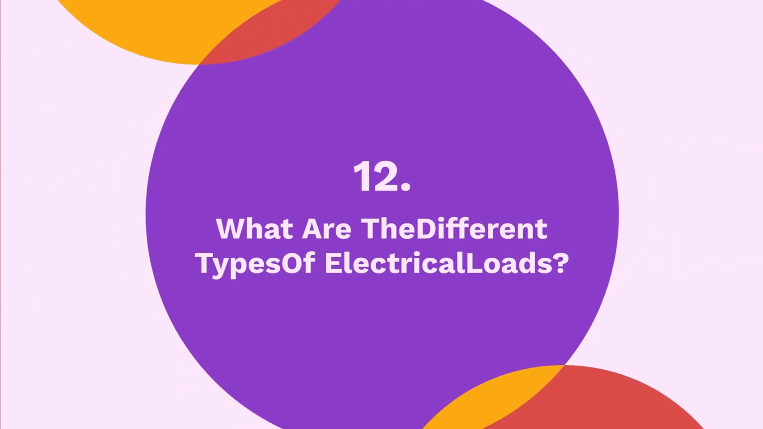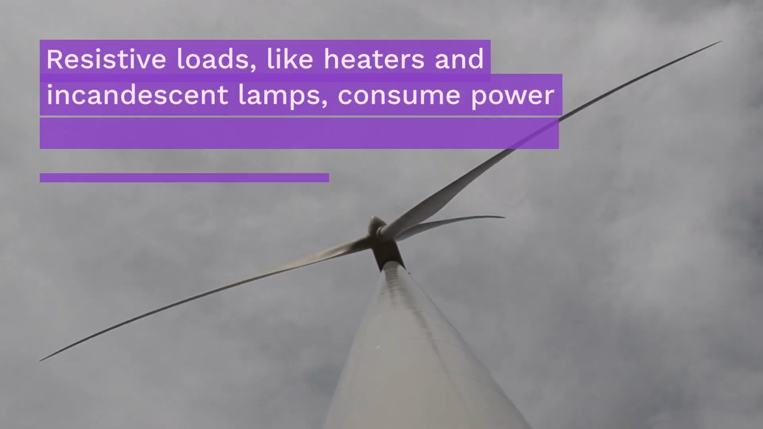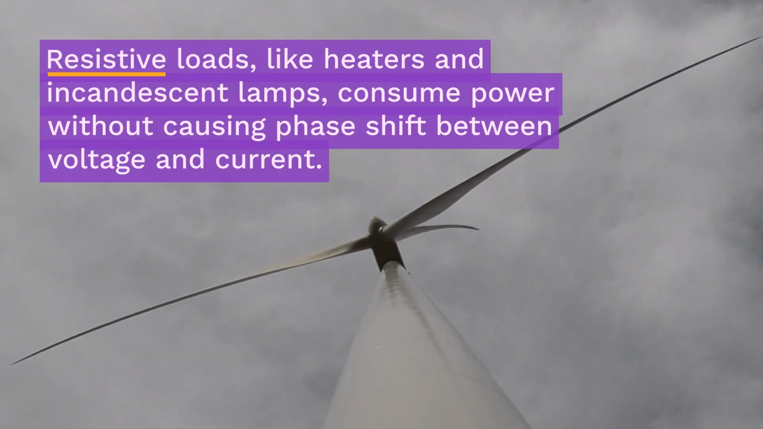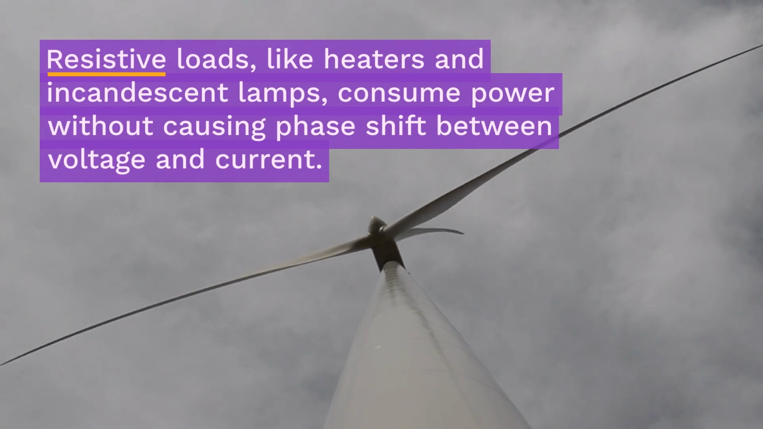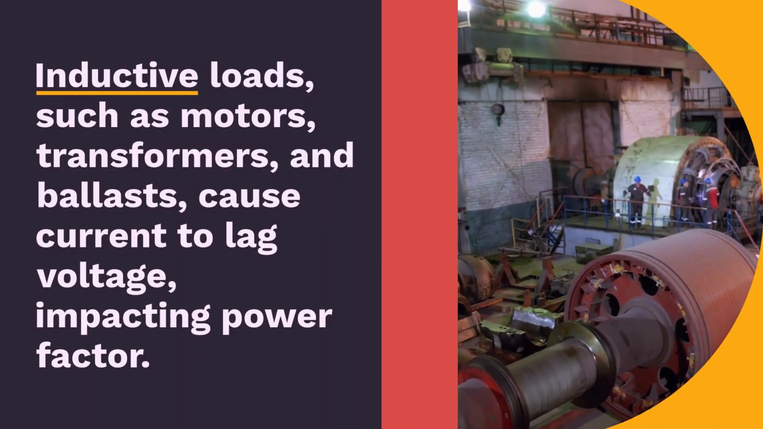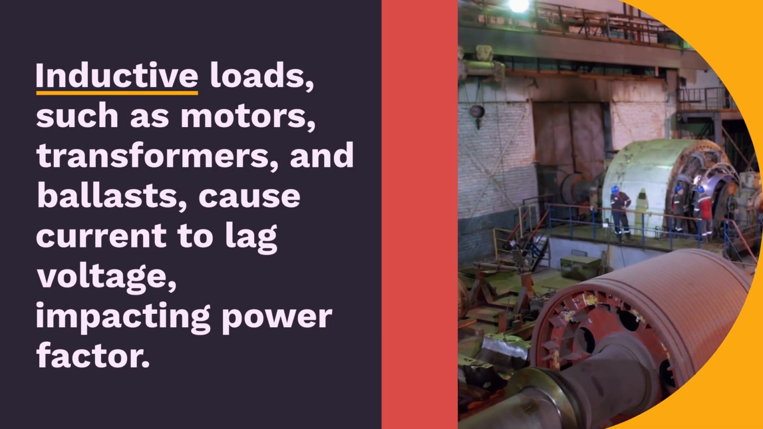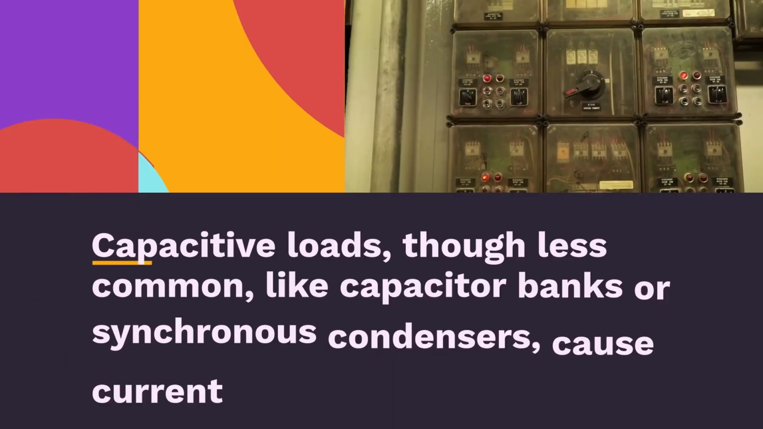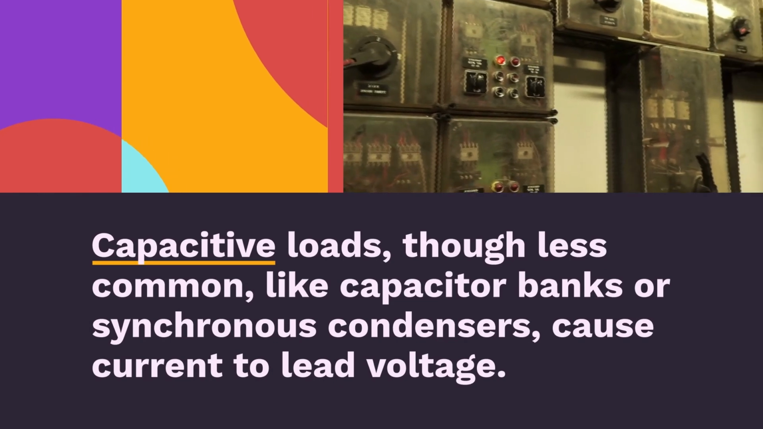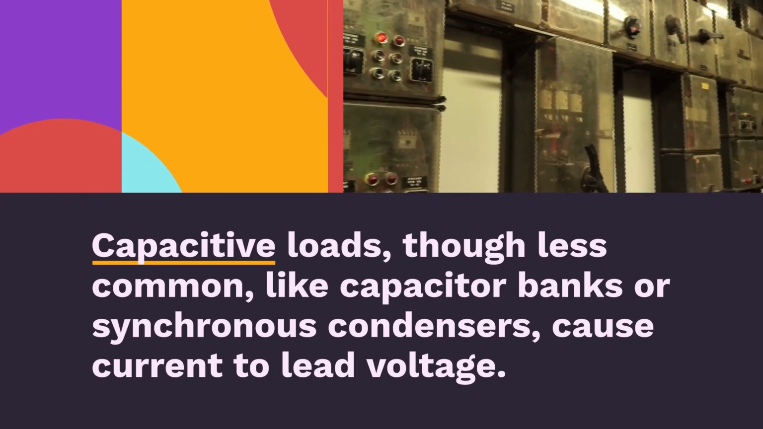12. What are the different types of electrical loads? Resistive loads, like heaters and incandescent lamps, consume power without causing phase shift between voltage and current. Inductive loads, such as motors, transformers, and ballasts, cause current to lag voltage, impacting power factor. Capacitive loads, though less common, like capacitor banks or synchronous condensers, cause current to lead voltage.